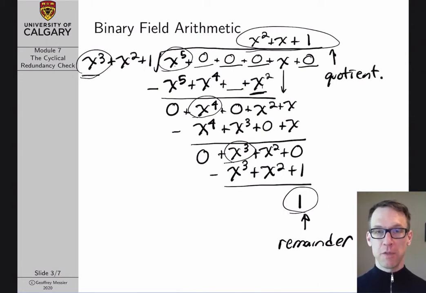Now, if you're seeing this for the first time, you're thinking, wow, that's a lot. There's maybe some stuff in there I didn't understand. There's terms all over the place. There were zeros. There were things being pulled down. And the way to get the hang of this is simply practice. We're going to do example after example after example of this kind of long division. I'm going to introduce a 1-0 notation next, which is a little bit easier to work with. That's the notation that we're going to continue to use.